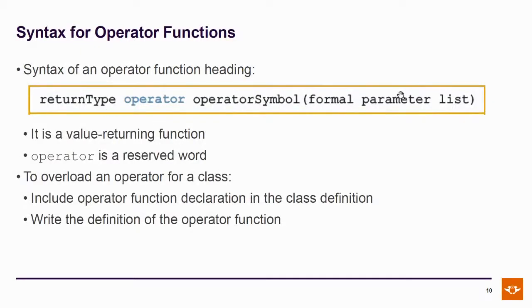So that's the basic syntax. As we saw, the return type, keyword, operator, and symbol. I tend to write them right next to each other. Parameter list, so it's just a function. And then if it's doing it as a member function, you'll include it in the class definition.